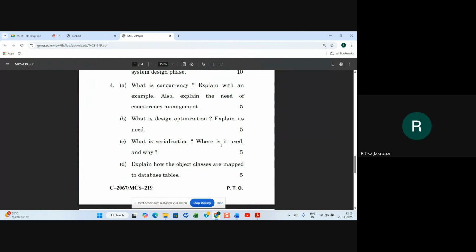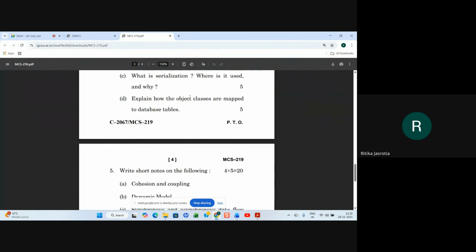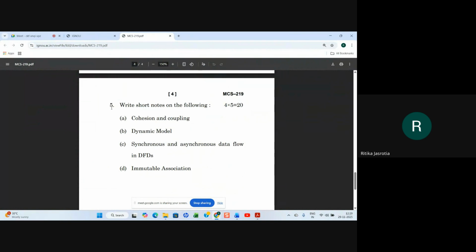Where it is used and why, we have already covered. Explain how the object classes are mapped to database tables. Again, the same question is asked: how are object classes mapped to database tables? You will take tables and show the association between them, one to many or one to one. You will show how those classes are mapped to database tables. Then write short notes on the following: cohesion and coupling.